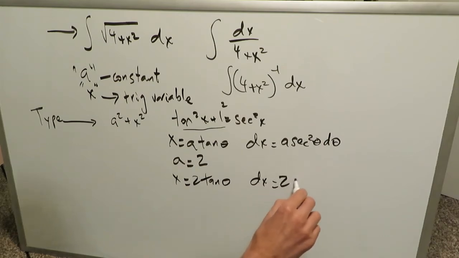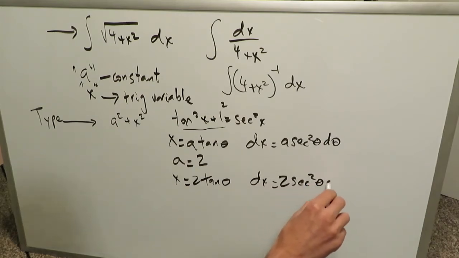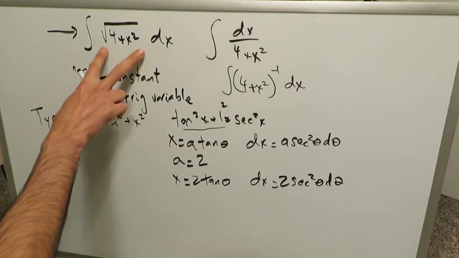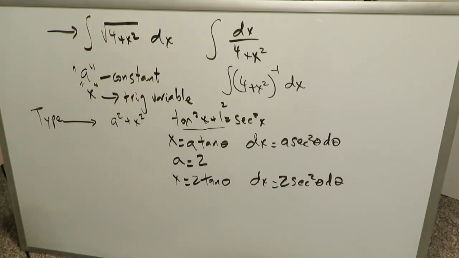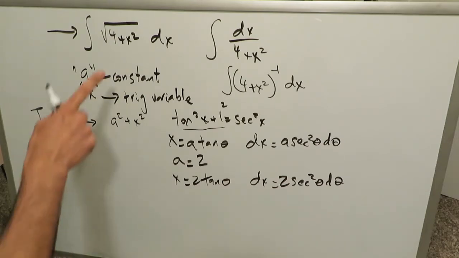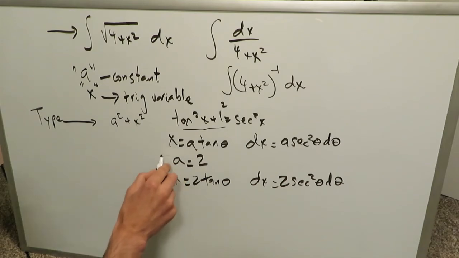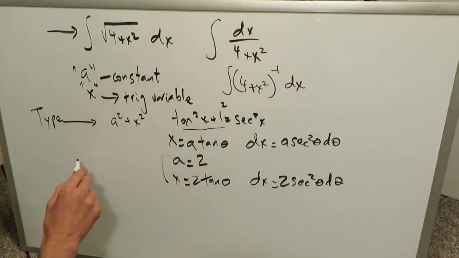dx will be 2 secant squared theta d theta. So now you're beginning to see how this is going to play out. We're converting something which looks like a polynomial expression, composited by some means, into something which will eventually become a trigonometric expression. Then that will go down the integral process. So looking at this and now looking at these substitutions, how will we address this? We're not going to solve it all, we're just talking about how we'll address it.